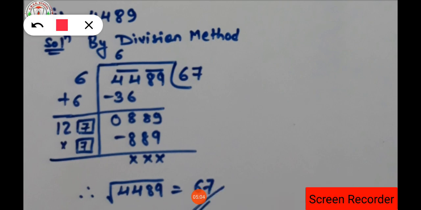4489, we are having 4489. So our first step is, in the long division method, what is our first step? Our first step is to make the pairs starting from the right hand side. Okay, always start from the right hand side.